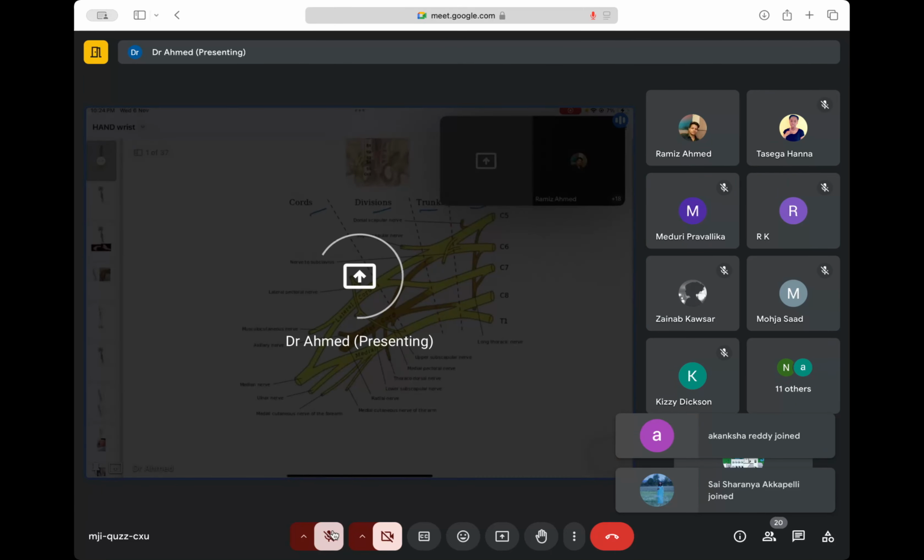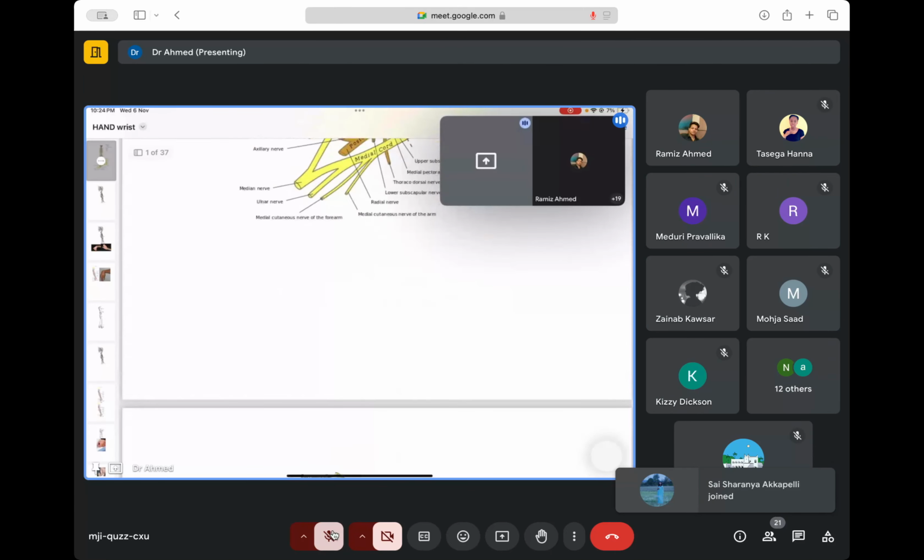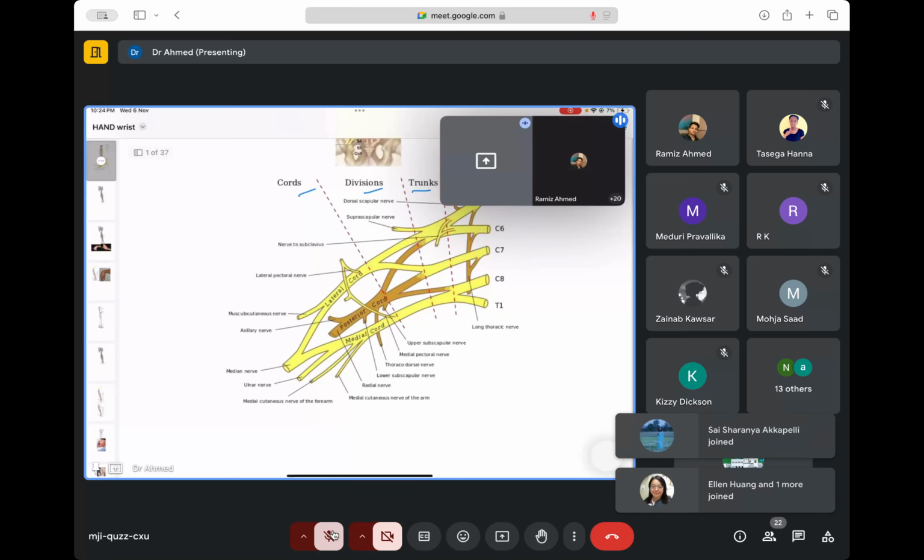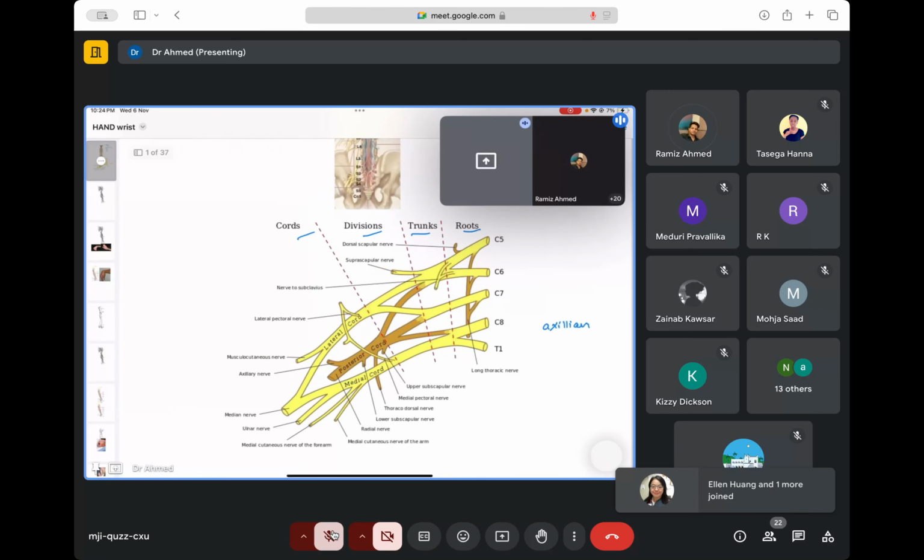Okay, so the first nerve which we'll be discussing is our axillary nerve, right? So here you can see that you have your posterior cord, and the axillary nerve is going to arise from your posterior cord, right? And the axillary nerve is going to supply certain muscles. So can you tell me which group of muscles are basically supplied by your axillary nerve? Deltoid. Okay, perfect. Deltoid. So we discussed that.